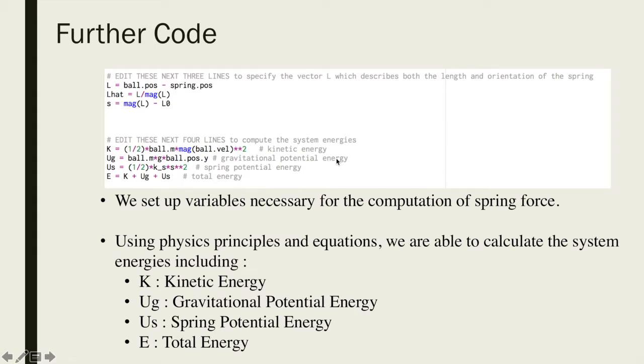Moving forward in the code, we set up initial conditions to compute the spring force. In addition to this, we understand that the system energies include the kinetic energy, gravitational potential energy, and spring potential energy. We can calculate these energies and solve for total energy as well by adding them all together.